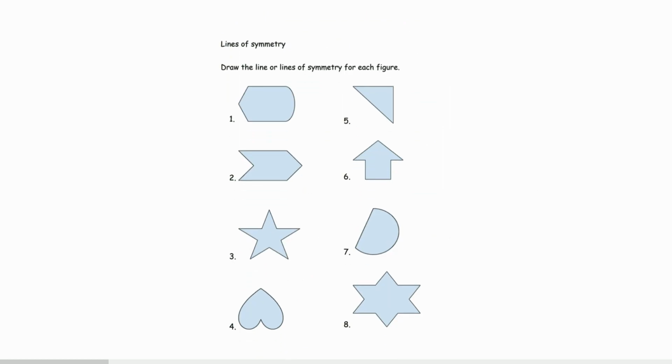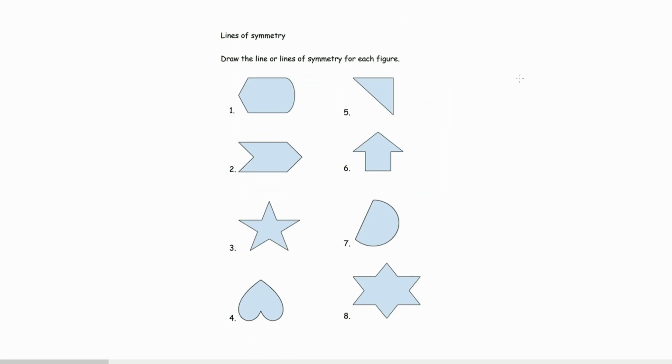Lines of symmetry. Draw the line or lines of symmetry for each figure. So this one, we're going to draw the lines of symmetry. So number one, if we draw the line of symmetry right here, we could take this piece and flip it and we get the same piece. For number two, we could do it straight in the middle again, and if we flip this, we get the same piece.